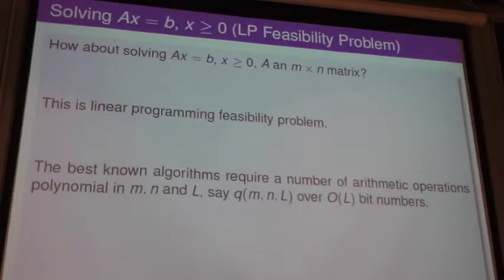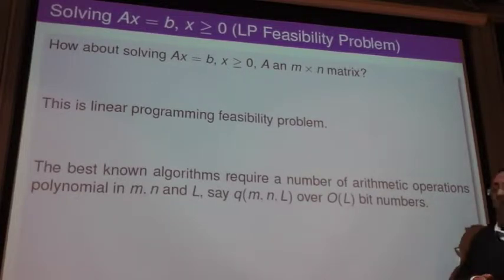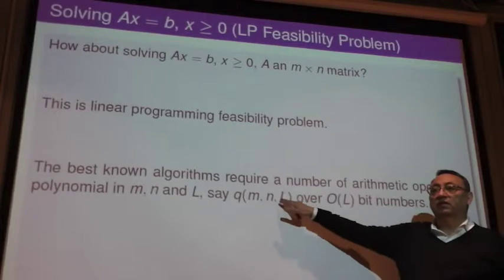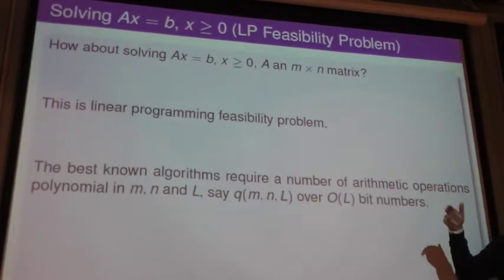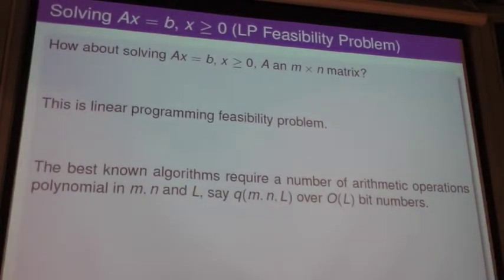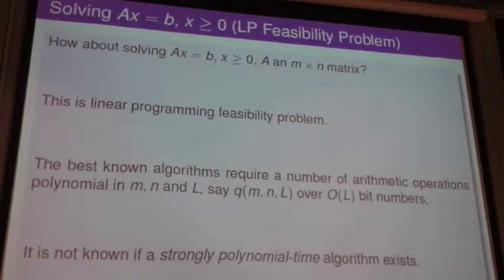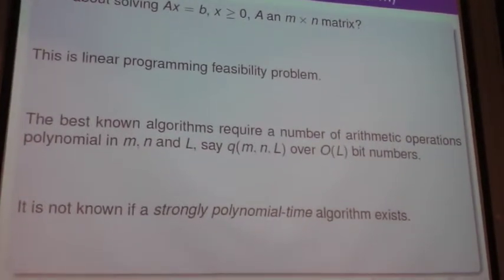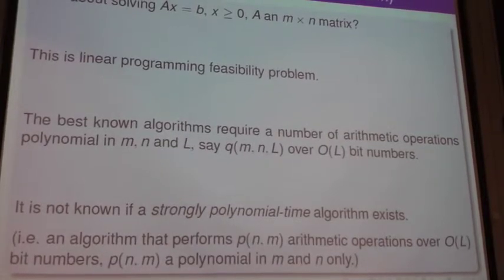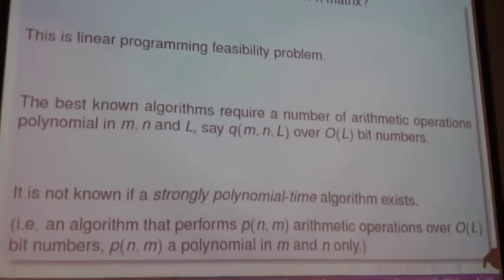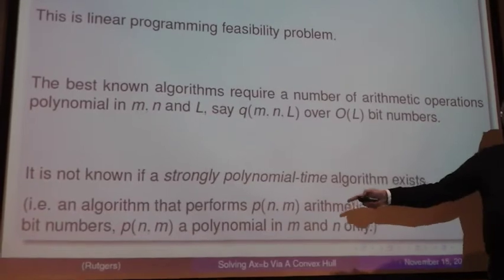So the difference between solving this system and linear programming and linear systems is that this L plays a role in the number of iterations that is carried out. It is not known if a strongly polynomial-time algorithm exists for this problem. That is, an algorithm that runs in polynomial time in m and n over O(L)-bit numbers.